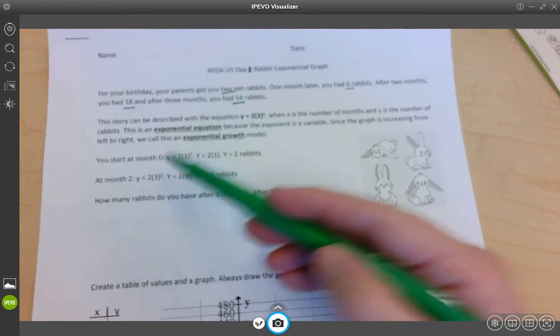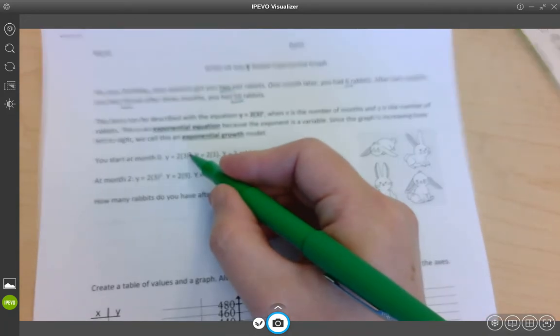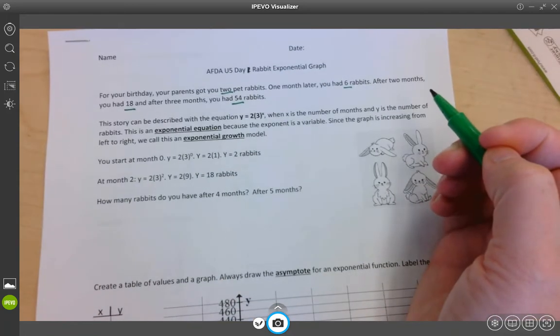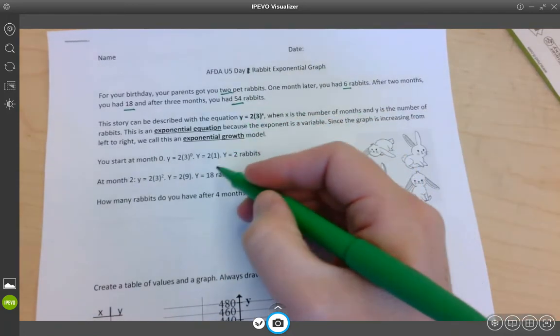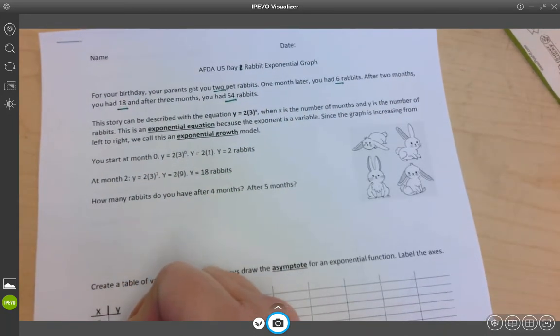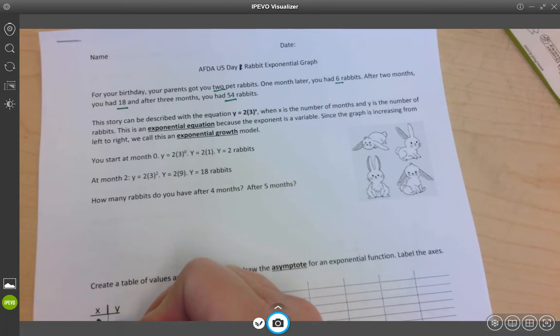Starting at month 0, if I substitute 0 in here, 3 to the 0 power is 1. That's a strange thing that we forget sometimes. Anything to the 0 power is 1. So we get 2 rabbits. And so I'm going to put in my table of values 0 and 2.